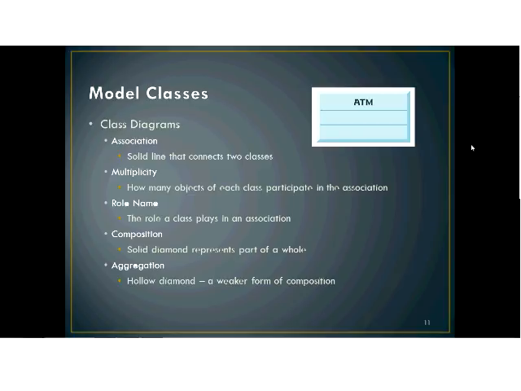In class diagrams, you can represent associations by using a solid line that connects the 2 classes. Multiplicity can show us how many objects of each class participate in the association. Role name can show us the role that a class plays in a particular association. Composition is represented by a solid diamond that shows us which class is part of the whole. Aggregation is represented by a hollow diamond and is a much weaker form of composition.